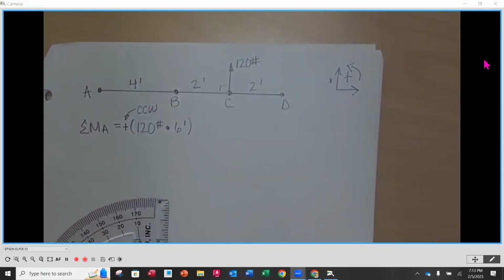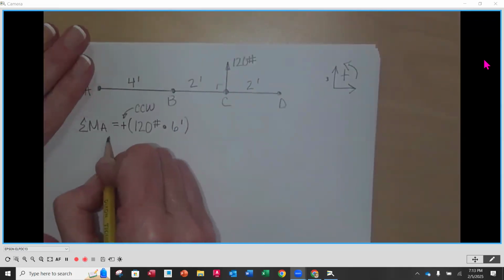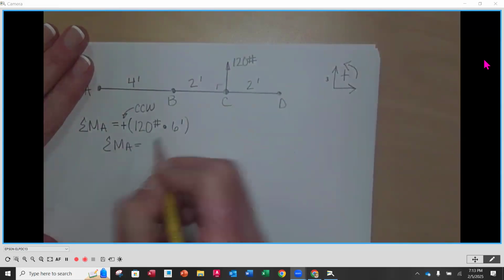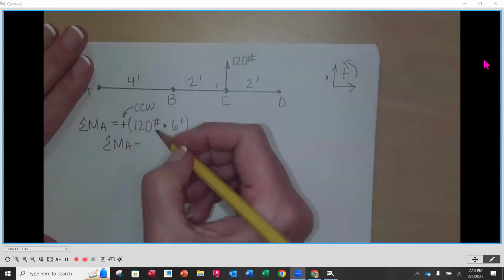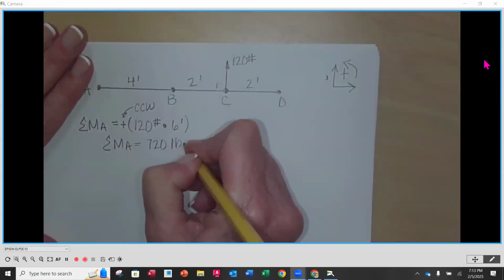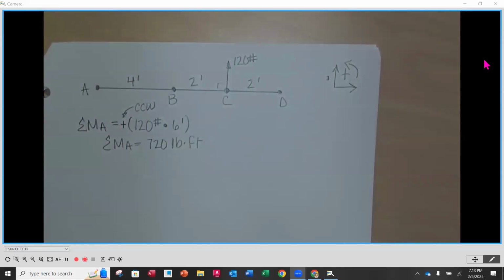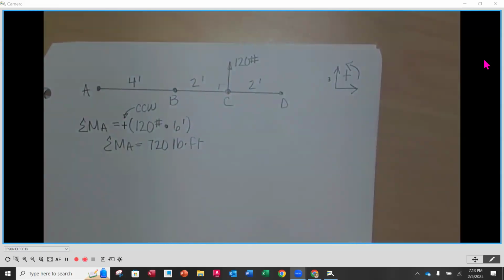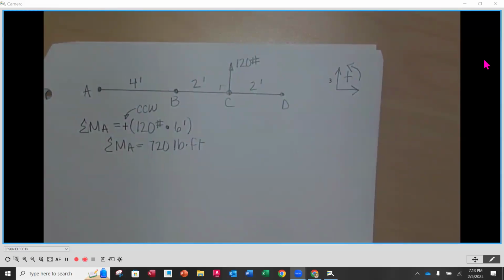Okay. Now, since that's the only force causing rotation, there aren't any other forces, we would say then the sum of the moments about point A, we take 120 times 6, I think we get 720 pounds times feet, not pounds per feet. We didn't divide 120 by 6. We multiplied it. So the units have to multiply as well. Okay. So again, you could use the symbols if you wanted to, but I usually write it out.